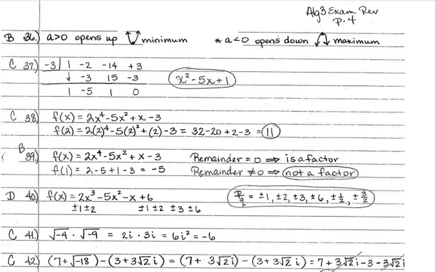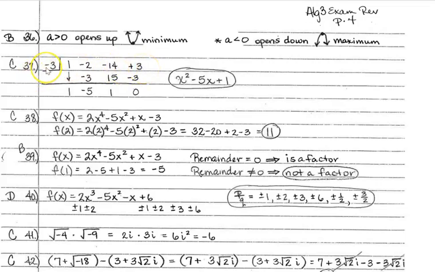All right, for number 36, remember that when your leading coefficient is positive, then your parabola is going to open up, and that means your vertex is going to be a minimum. If your leading coefficient is less than 0, that's negative, then your parabola opens down and your vertex would be a maximum.